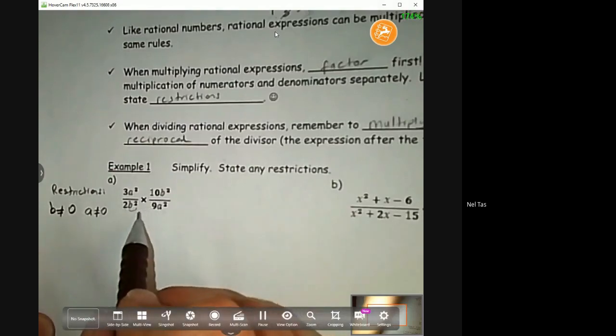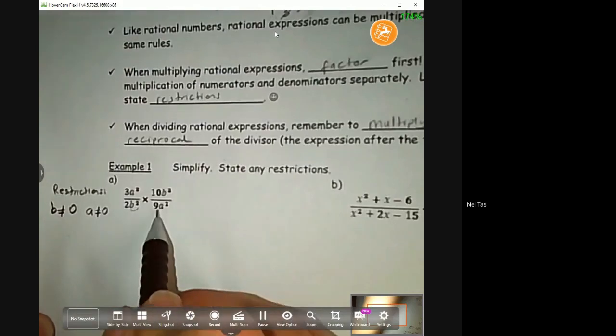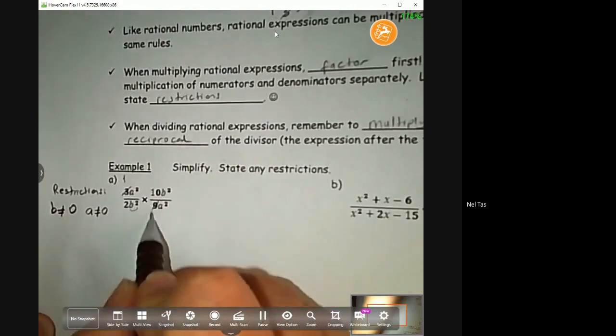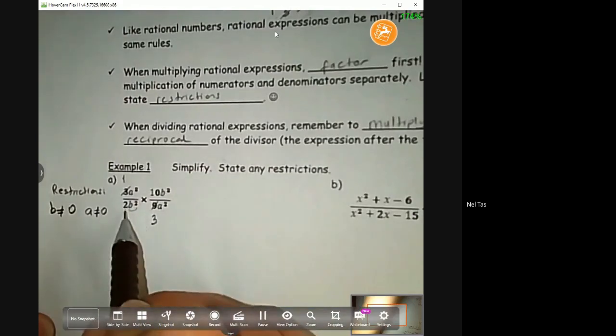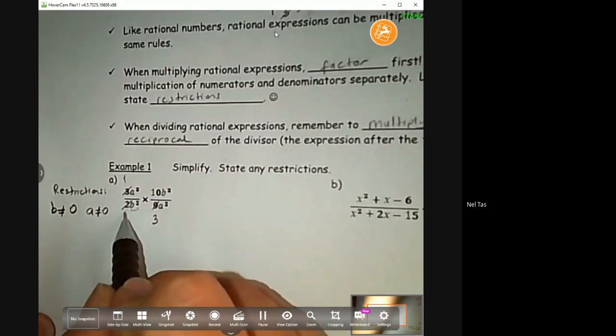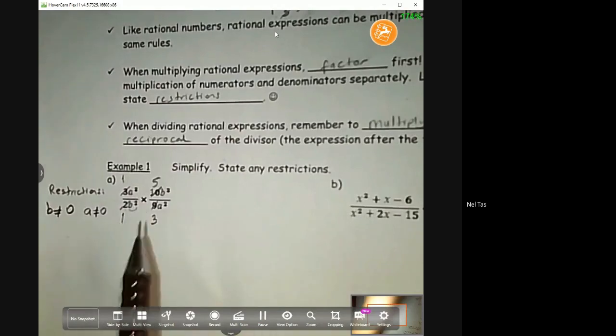Now we can start simplifying. Start from the numbers. We see 3 and 9. Both of them are divisible by 3. You get 1, you get 3. Now look at 2 and 10. Both of them are divisible by 2. You get 1 and 5. Okay, after you are done with numbers, now check the variables.